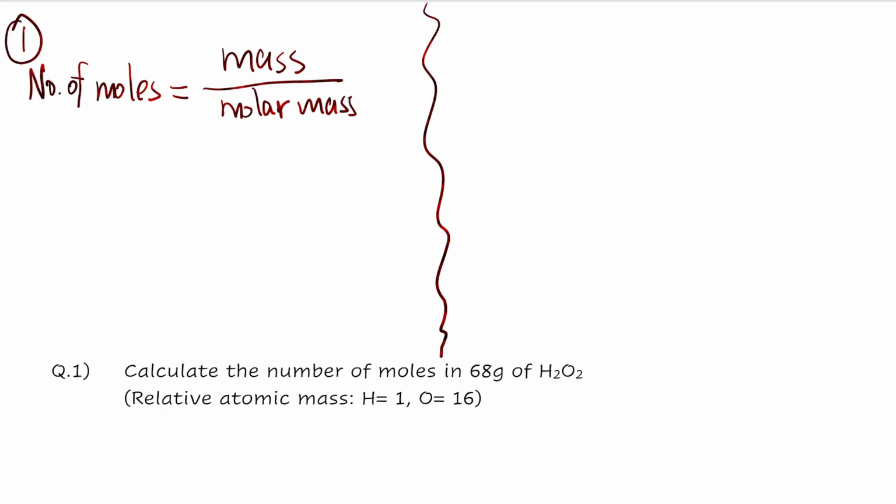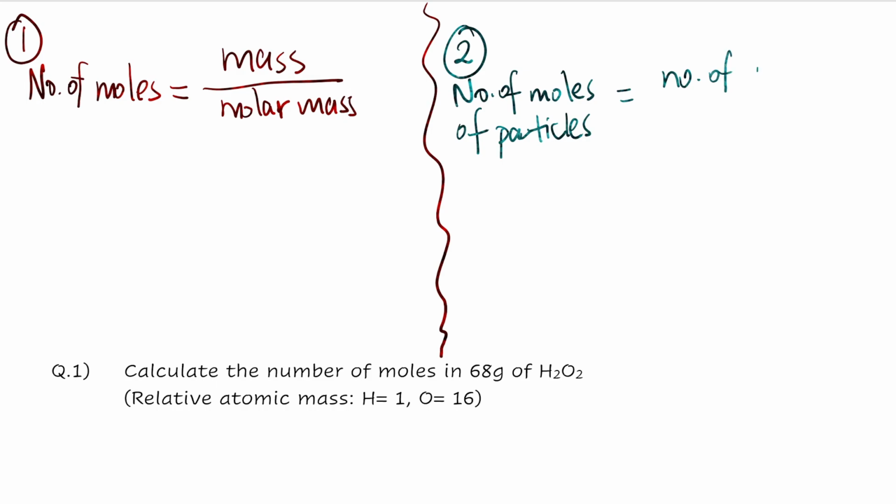And for the second equation, we learned the number of moles of particles. So particles could be the atoms, the ions, the electrons, or the molecules. It'll be equal to the number of particles over our Avogadro constant, not avocado, Avogadro's constant, which is 6.02 times 10 to the power 23.